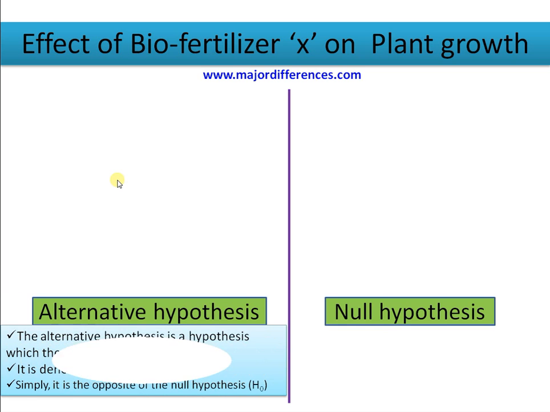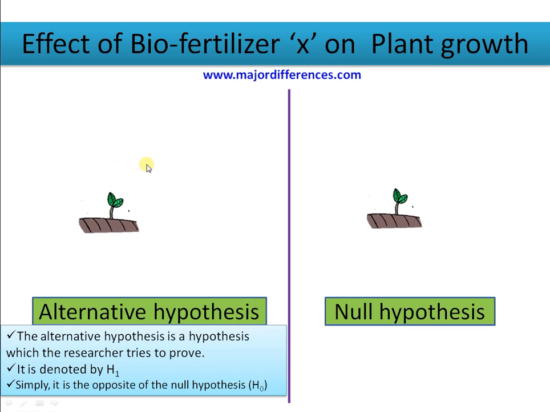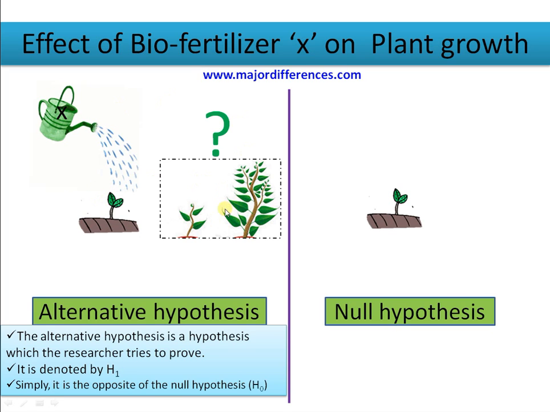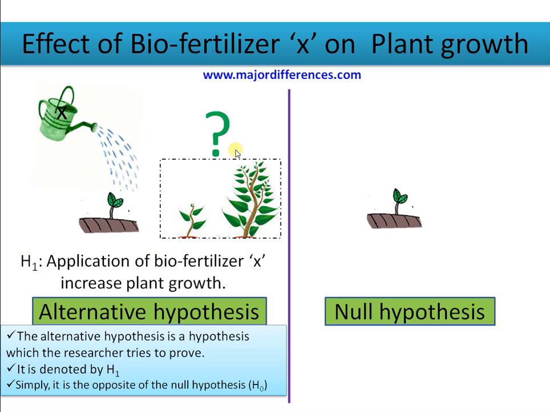Alternative hypothesis is a hypothesis that the researcher tries to prove, and it is denoted by H1, and it is simply the opposite of null hypothesis. In this experiment, the researcher is actually applying biofertilizer X, and he is predicting that this biofertilizer X increases plant growth. So therefore the alternative hypothesis for this problem is application of biofertilizer X increases plant growth.